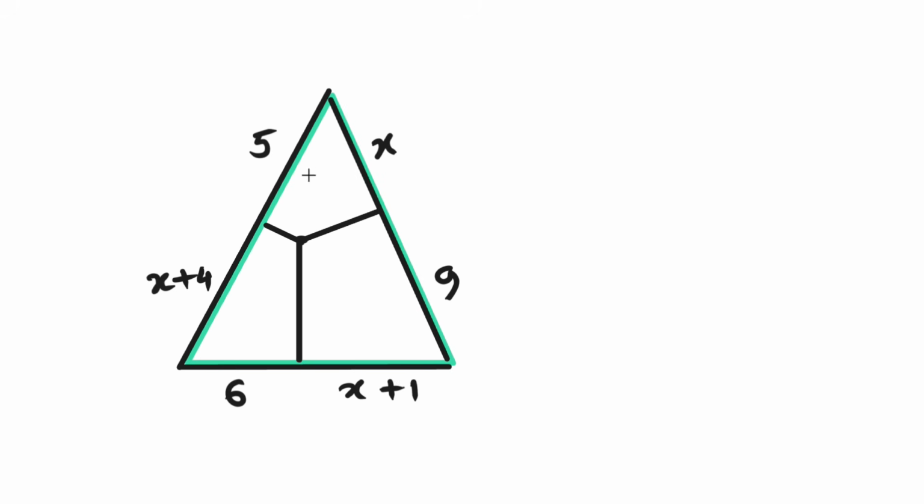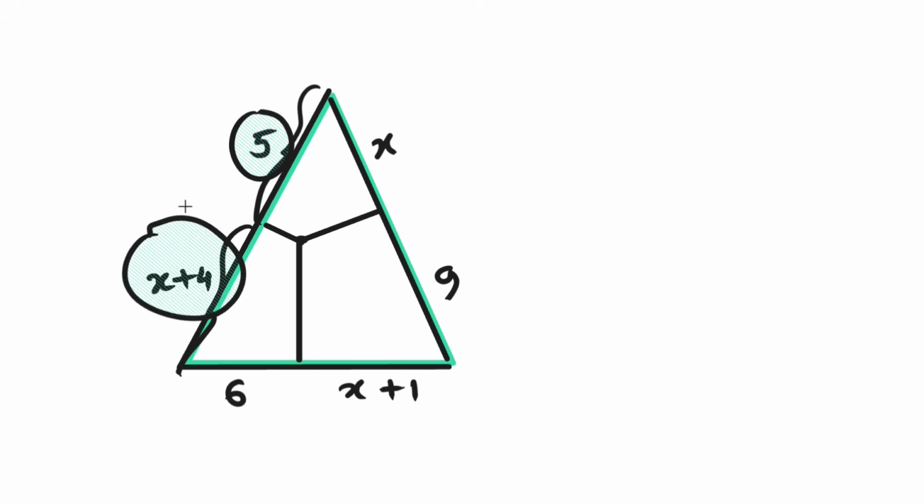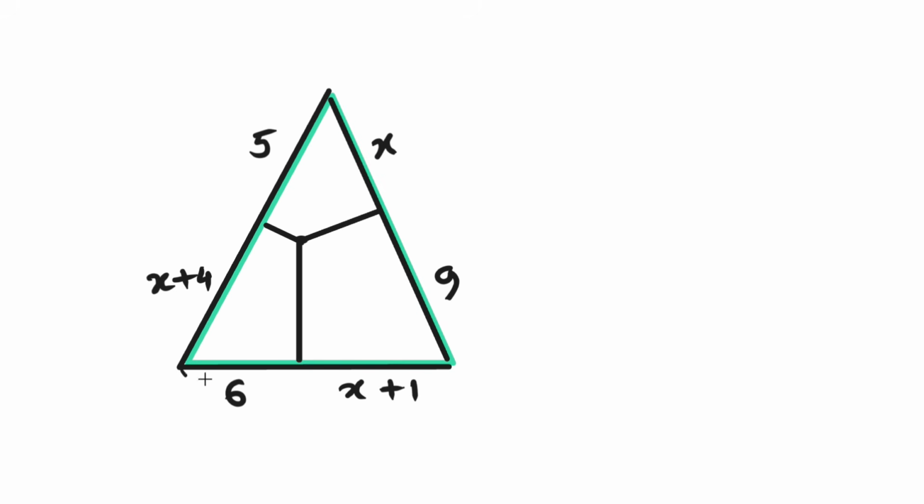Let's begin by identifying the 6 pieces around the triangle. On the first side, the 2 pieces are 5 and x plus 4. On the second side, the 2 pieces are 6 and x plus 1. On the third side, the 2 pieces are 9 and x.